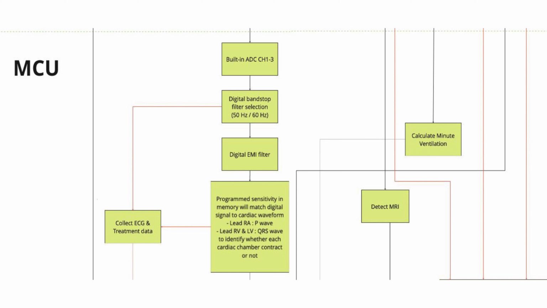The pre-filtered analog signal will enter the microcontroller via the built-in analog to digital converter, or ADC, channels 1 to 3 respectively. Then the digital band stop will cut off frequency at 50 or 60 Hz depending on the country preference. The signal will pass through the digital EMI filter algorithm. Then the program's sensitivity will classify the cardiac activity in each chamber. The signals from the RA, RV, and LV leads can be denoted as different parts of the cardiac waveform.